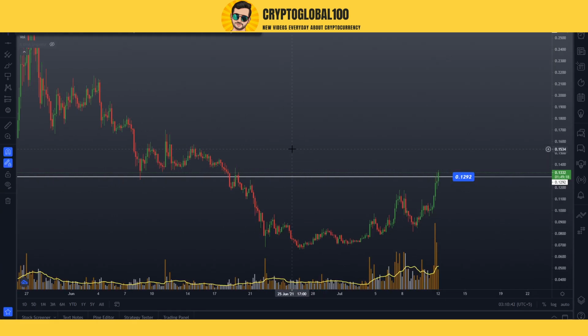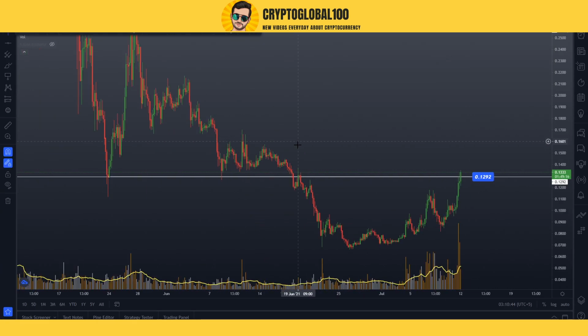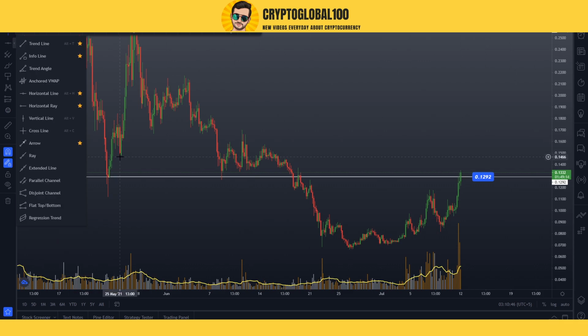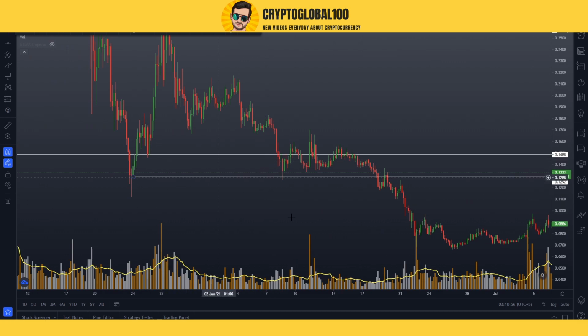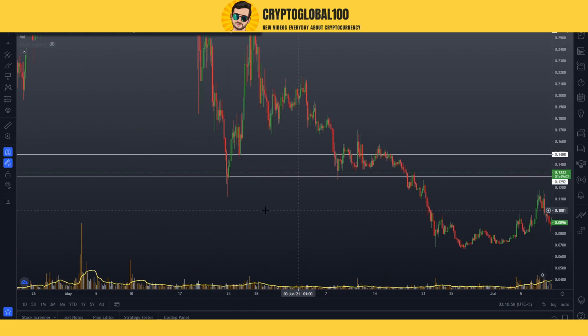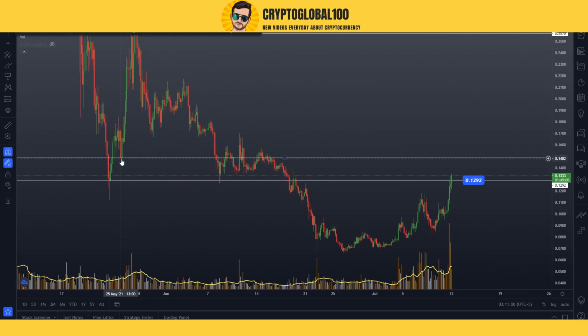Okay, the next target would be, let me find out the targets here. You can see we have this area as the swing low. I'm going to mark this one. This one would be our next target. Okay, this one would be our next area. Let me show you here. Come on, man. Okay, so this would be our next target.